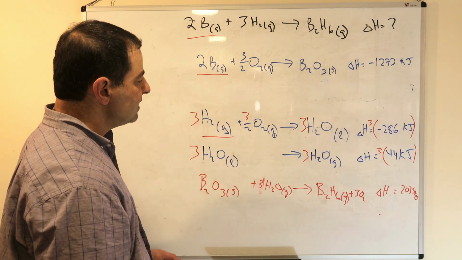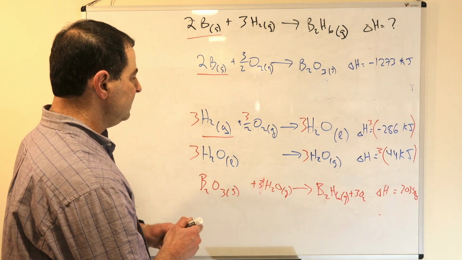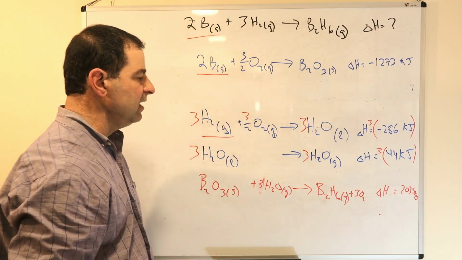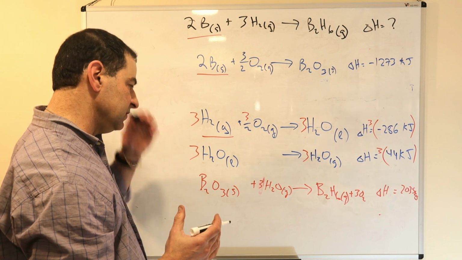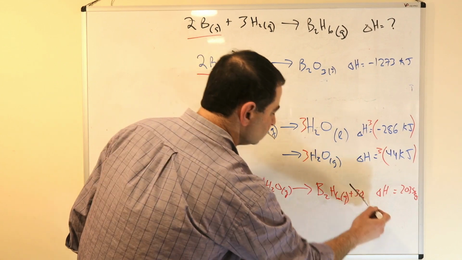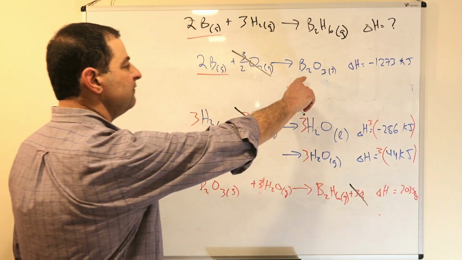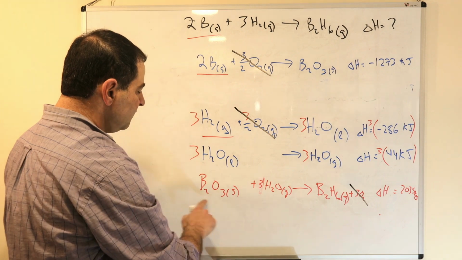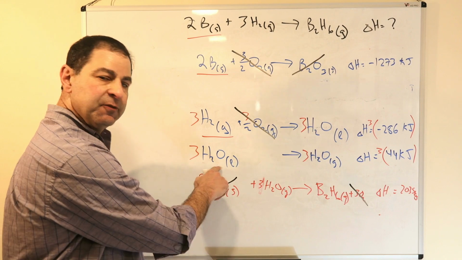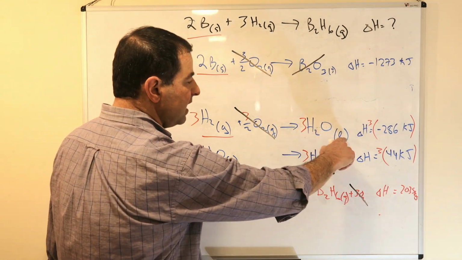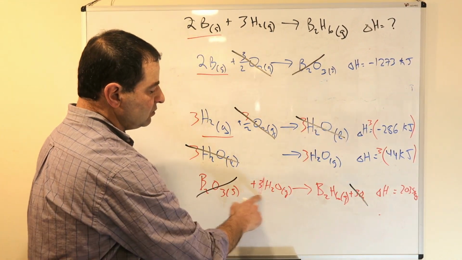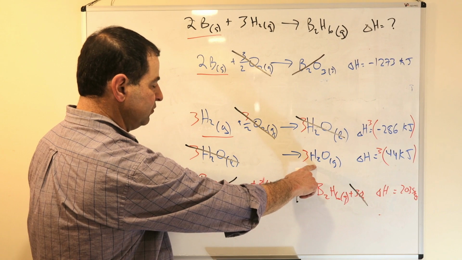So now I need to put all my reactions together. I'm not going to rewrite it this time, but I'm going to take a look and see if anything cancels. I can see here, I actually have 3 halves O2 here and 3 halves O2 here, which is actually 3 O2s. Oh, I have 3 O2s over here. They're going to all cancel. I can see here I have B2O3 solid here. I also have B2O3 solid down here. So they are going to cancel. I have 3 H2O liquids over here. I also have 3 H2O liquids over here. And I see I have 3 H2O gas here, but I also have 3 H2O gas here.